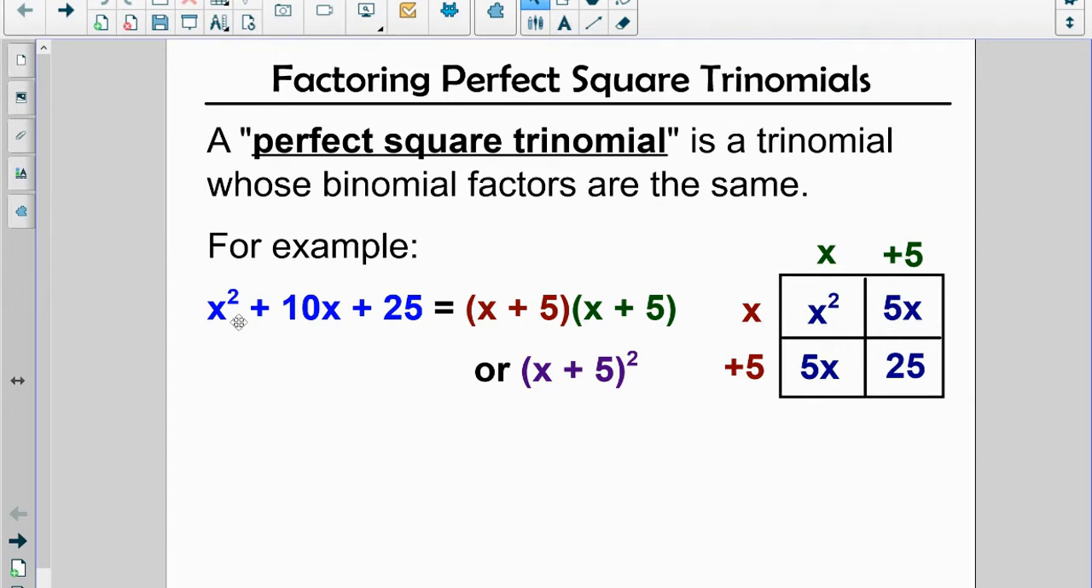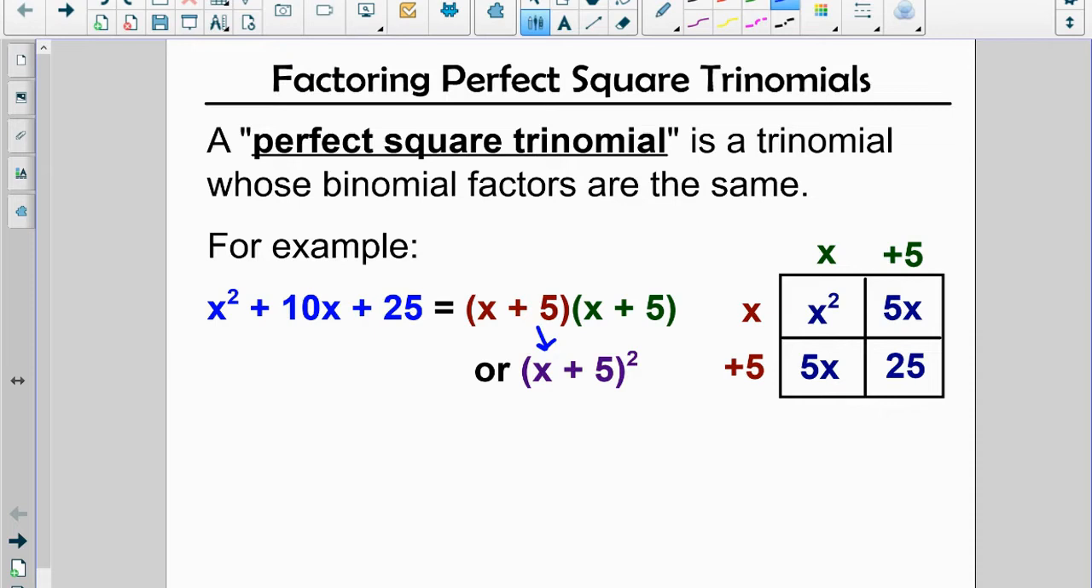For example, in blue here, we have a perfect square trinomial, x squared plus 10x plus 25. And what makes it a perfect square trinomial is that when I factor this out, I get x plus 5 times x plus 5. And notice that one binomial is the exact same as the other binomial factor. Another way we could write that, because we are multiplying something by itself, is to just simply say that it's x plus 5 squared, because the little exponent means you're multiplying x plus 5 by itself.